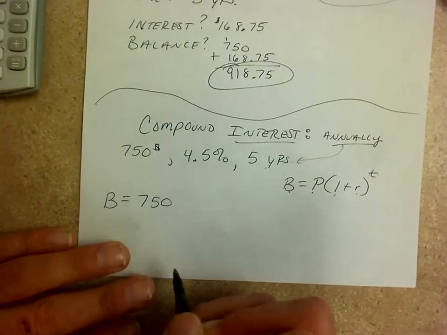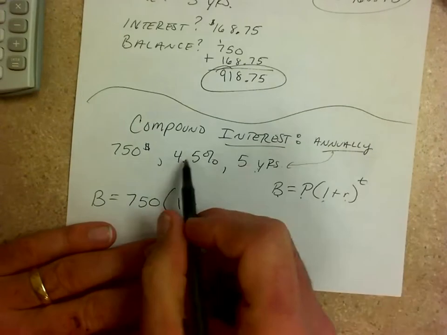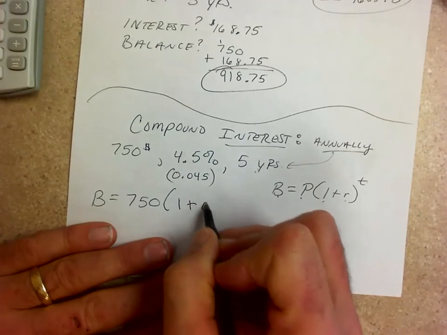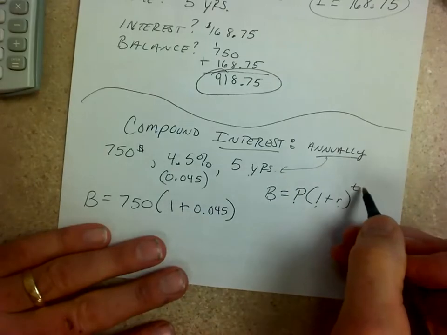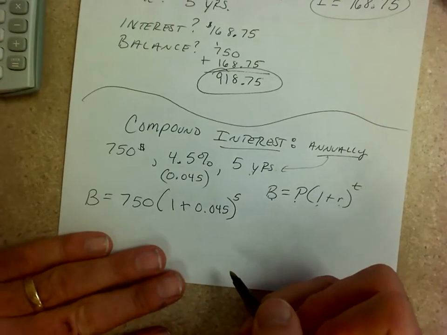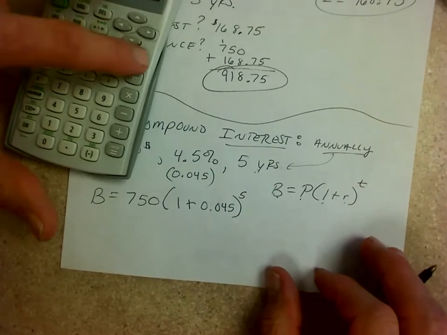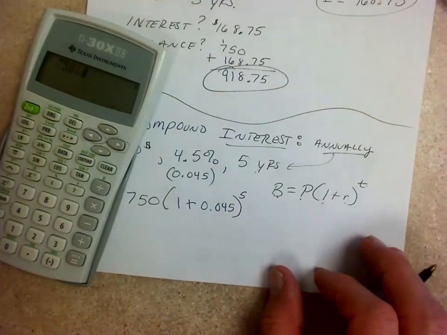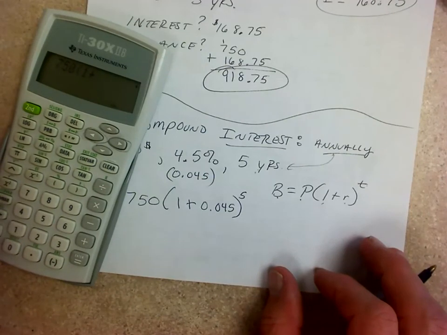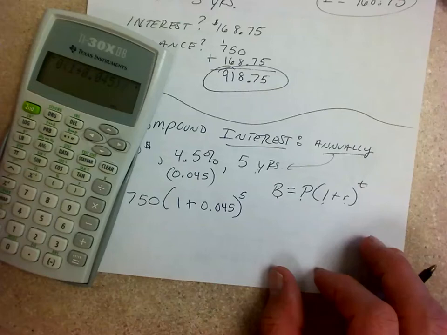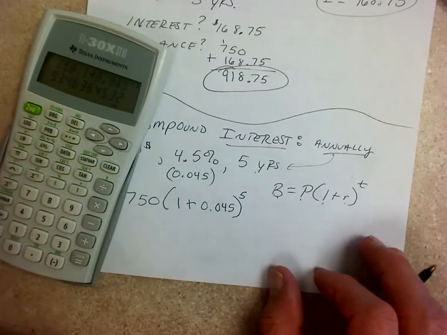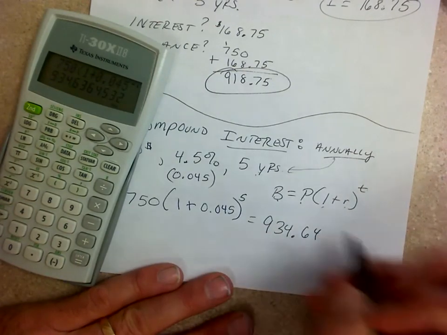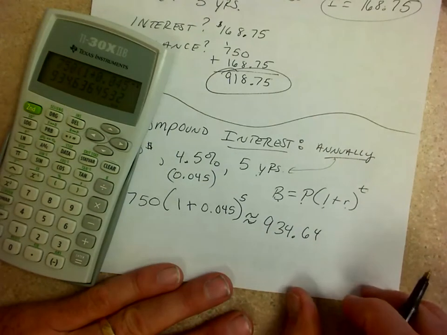So again, simple matter, plugging in your values. Our principal was 750. We need to move our decimal over 2 places, so we're going to use 0.045, and we're going to raise that to the 5th power. Again, that's a lot, but your calculator should be able to handle this. 750 parentheses 1 plus 0.045, exponent is 5, and we end up with $934.64 if we round that.